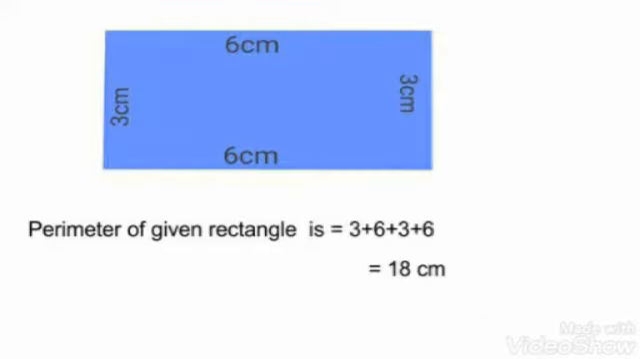See, in this example, 3 centimeter, 6 centimeter, 3 centimeter and 6 centimeter, which I have taken as a rectangle. So I just add the boundaries length. That's all, which is the perimeter of the rectangle. That is 3 plus 6 plus 3 plus 6, which is equal to 18 centimeter. So perimeter is adding the boundaries.